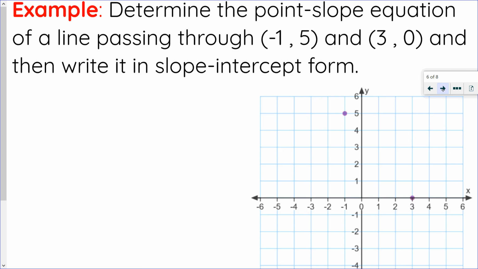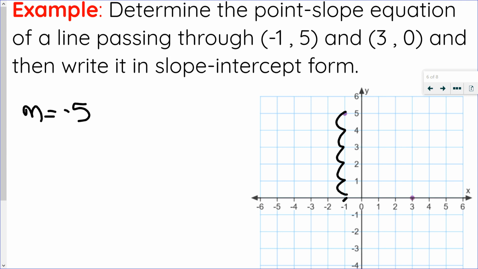Let's try an example. I want to determine the point slope equation of a line passing through these 2 points, (-1, 5) and (3, 0). So I need a point and a slope. Well, I have a point. I need to figure out the slope. I've done a little graph here, so I'm going to find the slope by counting. You could also use the slope formula to do that as well. I know it's a negative slope because going left to right, I'm going down. So I'm going down 1, 2, 3, 4, 5. So my slope is down 5.